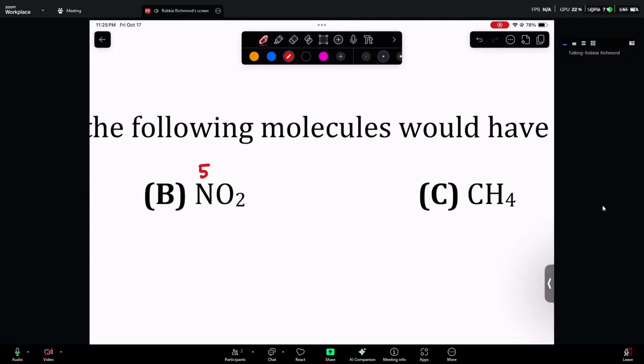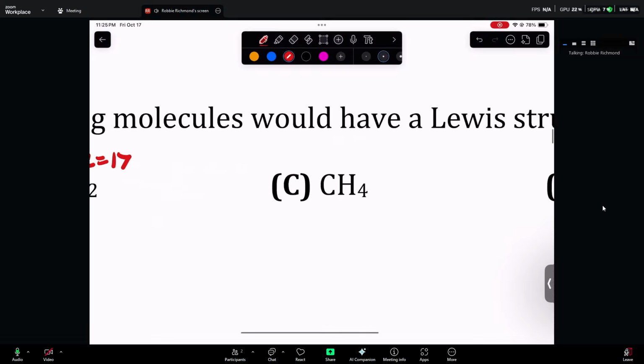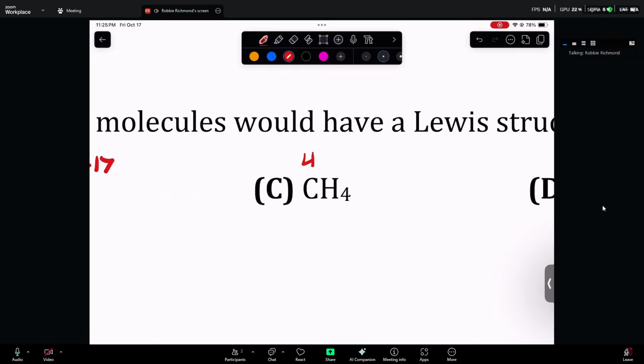NO2, 5 plus 12, that's 17. So this should be a radical. We will double check, but let's look at all the other answers. I see 4 plus 4, 8. Nope.